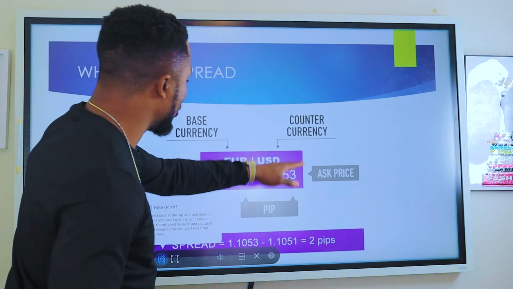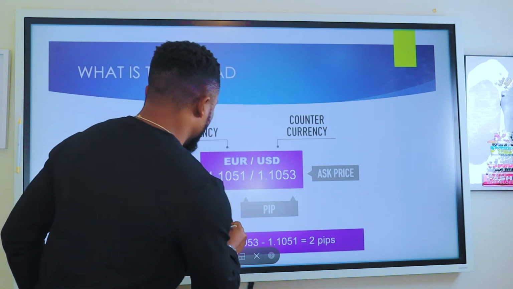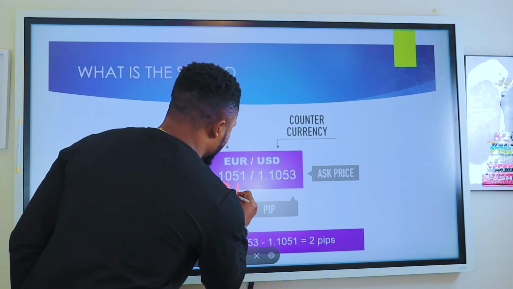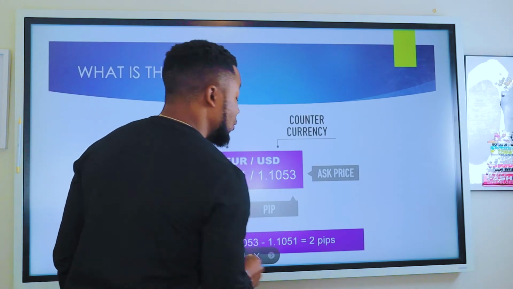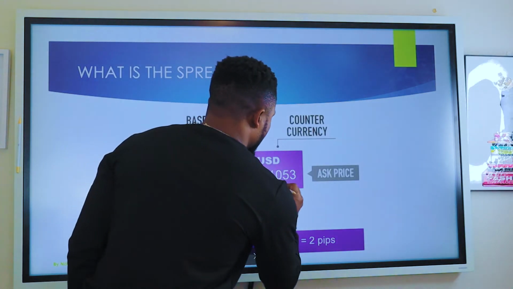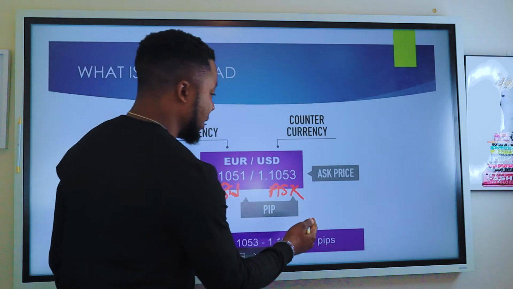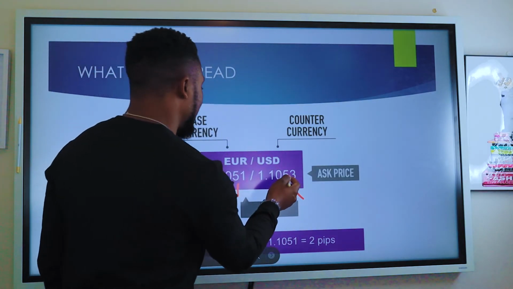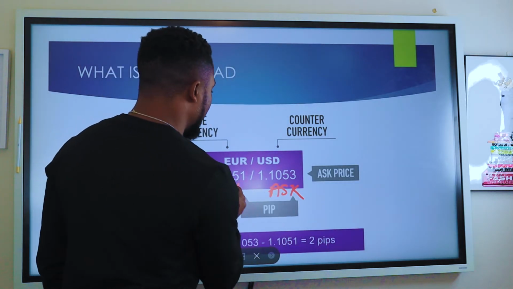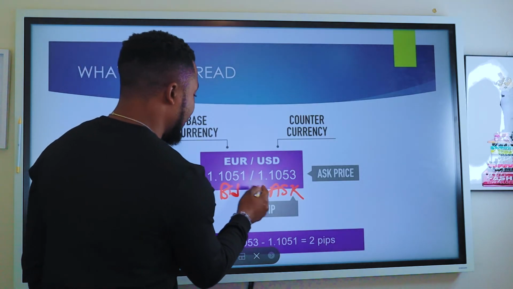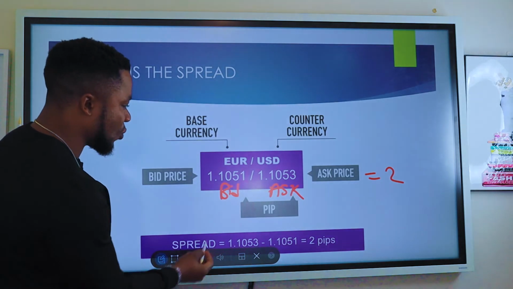You can see here we have Euro USD. The first quote, or the first price we have, is known as the bid price. This is our bid price, it's equal to 1.1051. And the second price, which is our ask price, is equal to 1.1053. And what is the spread? The difference between the bid and the ask price. If I subtract this from this, I'll have 2.